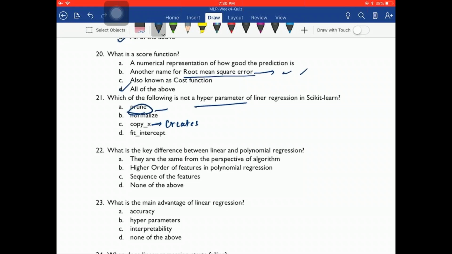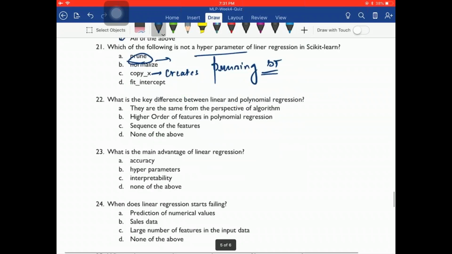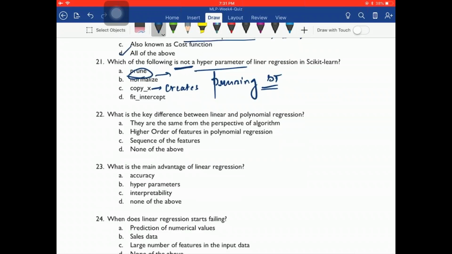Pruning. When did we do pruning? We do pruning in decision tree, right? So pruning cannot be done in linear regression. Even if you don't know the others, you can easily answer this by saying pruning. Pruning was for decision trees, I cannot do pruning in linear regression, right? So if it's not a hyperparameter, it is an easy answer to give.